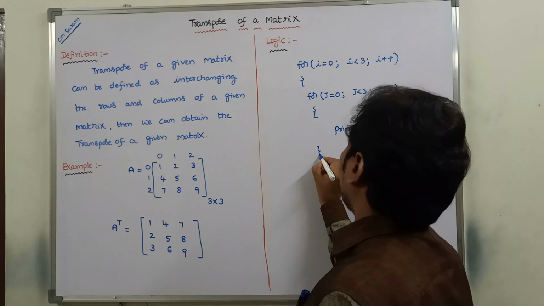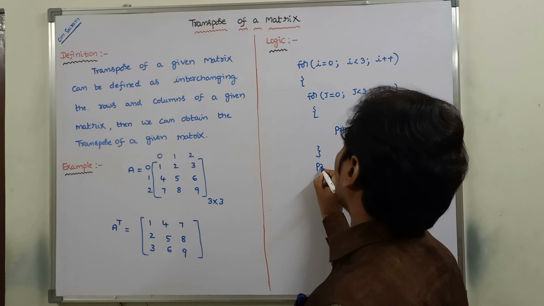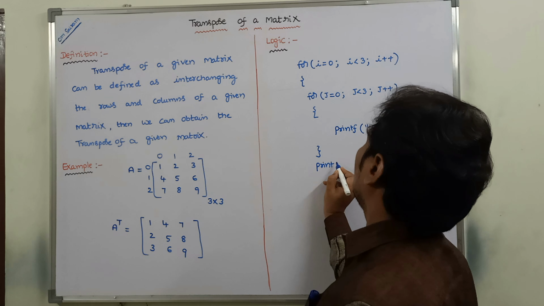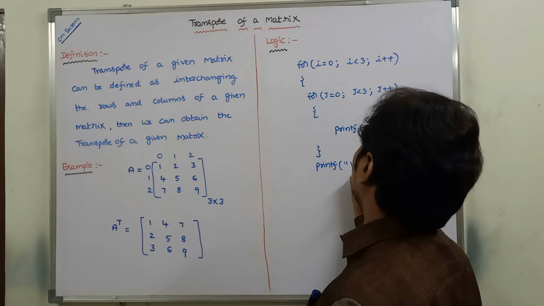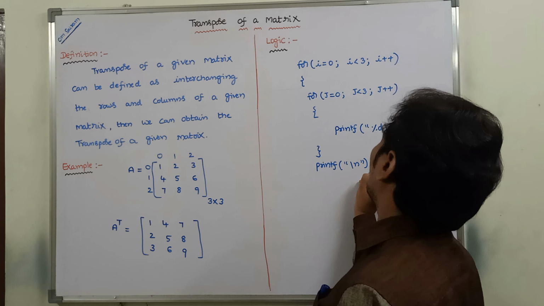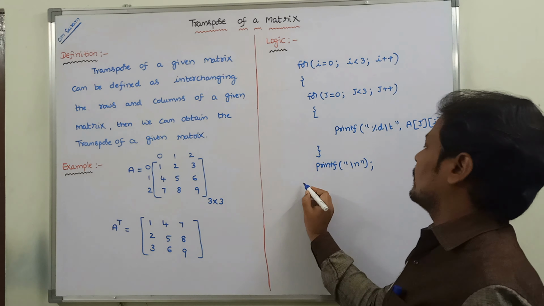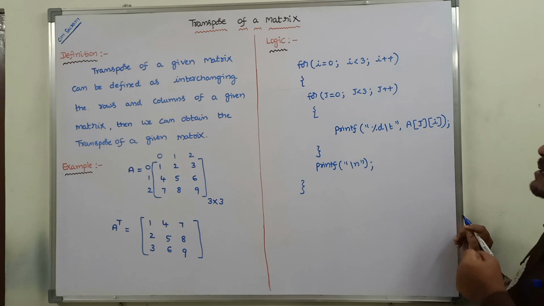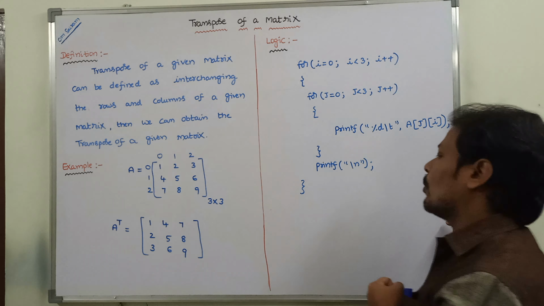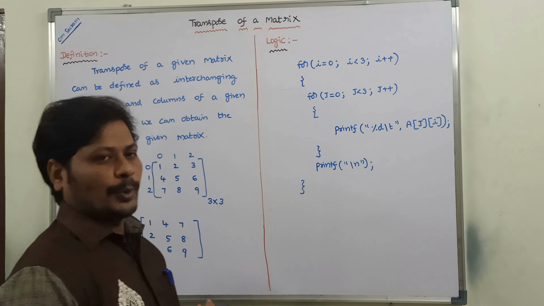So to print the transpose of a given matrix in matrix form, we have to write \n between the closing of the 2 for loops. Okay, so now this is the simple logic of the transpose of a given matrix. Now we have to trace that program.